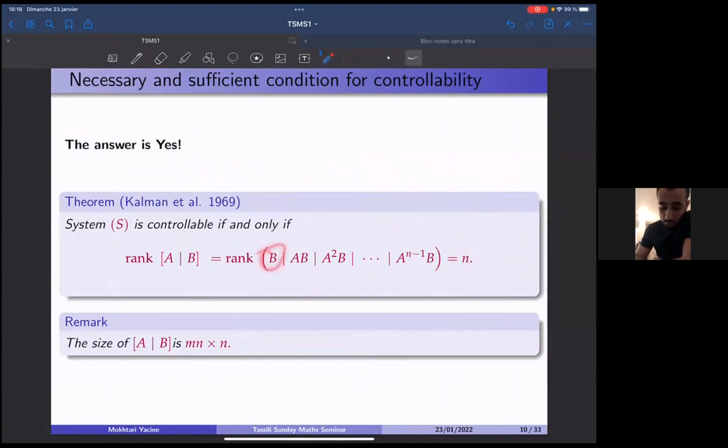So this B, the control matrix, then I will compute AB, A squared B, etc., until A to the power of n minus 1 times B. The rank of this matrix must equal n. Just a remark, the size of this matrix is n times nm. I mean that we have n lines and nm columns.